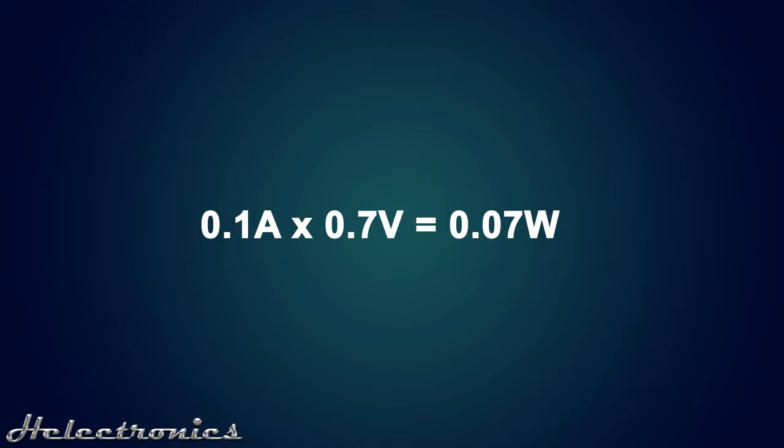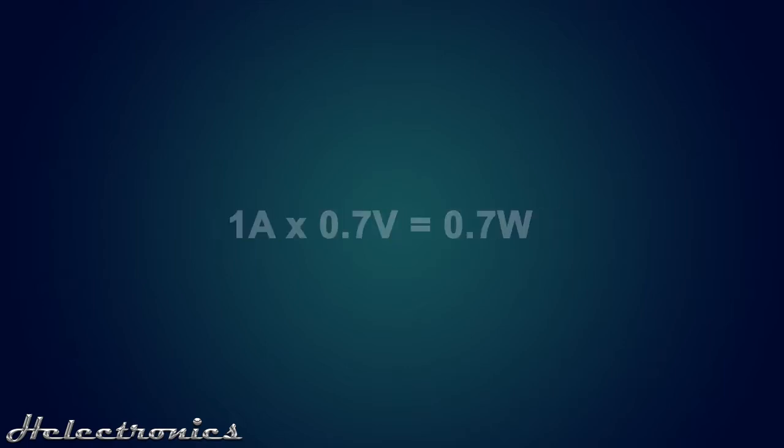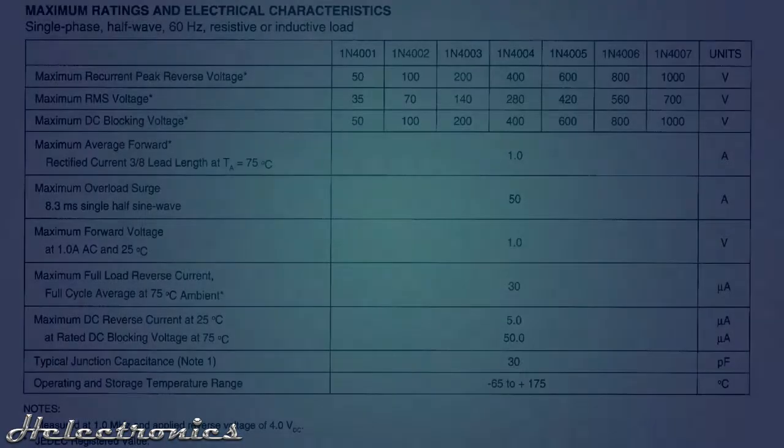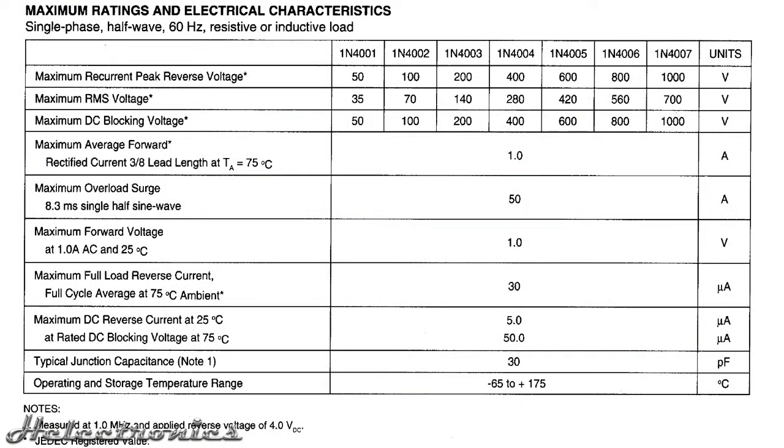As I mentioned earlier, as the current rises, the dissipated power also rises, so at 1 amp current flow, the dissipated power is 0.7 watt, which can already generate some heat. Always do research in the datasheet for the maximum allowed current flow before using a diode. For example, for this 1N4000 series diode, the maximum supported current flow is 1 amp.